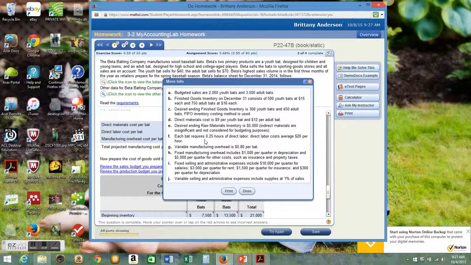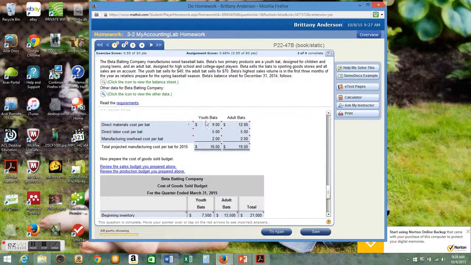So we know that each bat requires 0.25 hours of direct labor and that we paid $20 an hour. It's also indicating in here how much direct material is used per unit. So this is the information you're pulling to determine your projected manufacturing cost. So our direct materials cost per bat, we're going to lay that in for each of the youth and the adult.